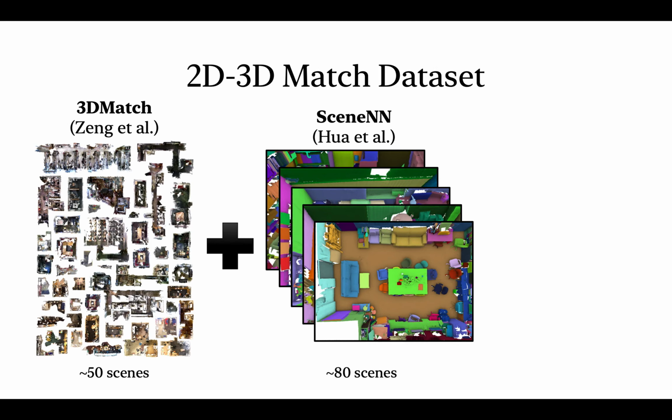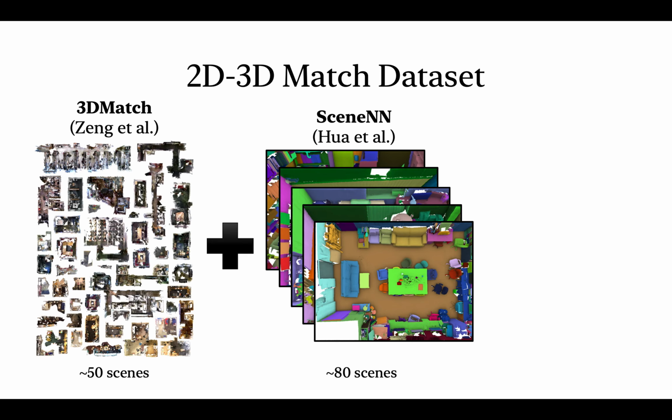Our network requires a dataset of 2D-3D correspondence to train. To the best of our knowledge, there is no such publicly available dataset. Therefore, we build a new dataset of 2D-3D correspondences by leveraging the 3D dataset from RGB-D scans. In this work, we use the data from SceneNN and ScanNet.